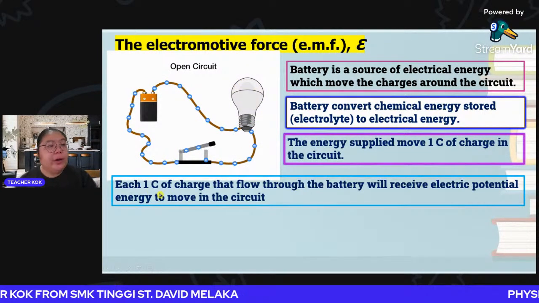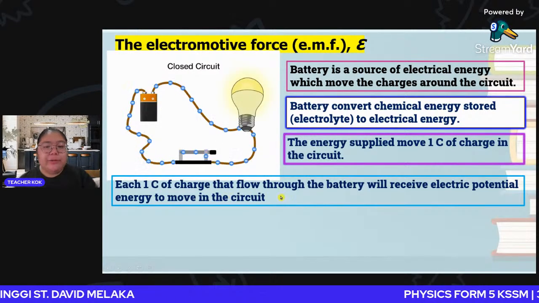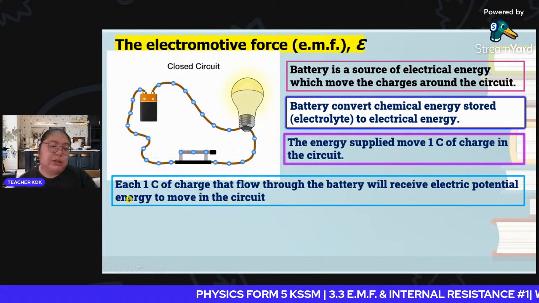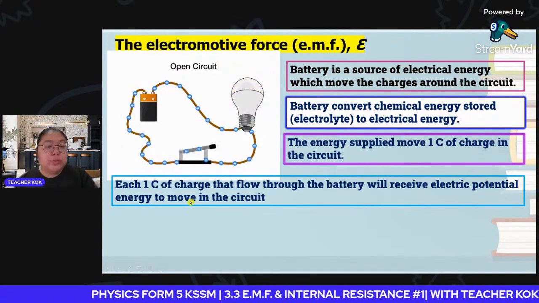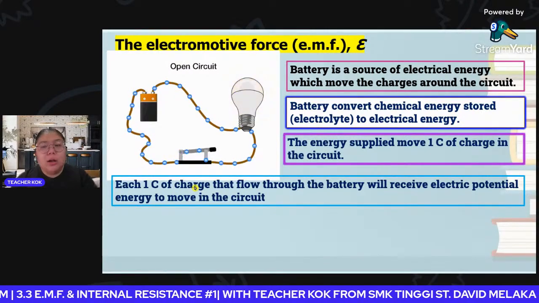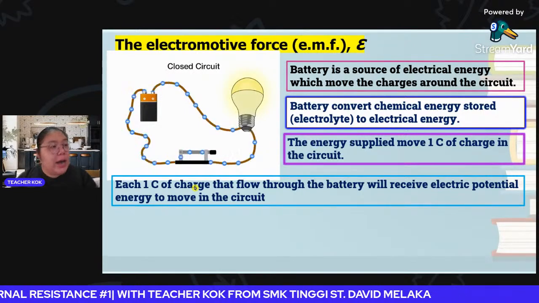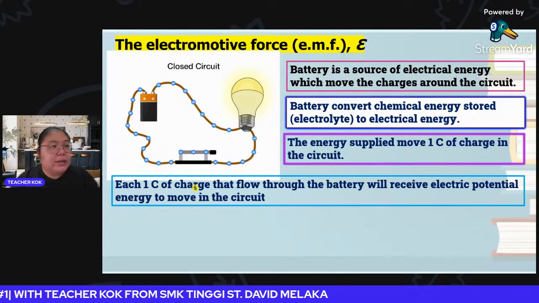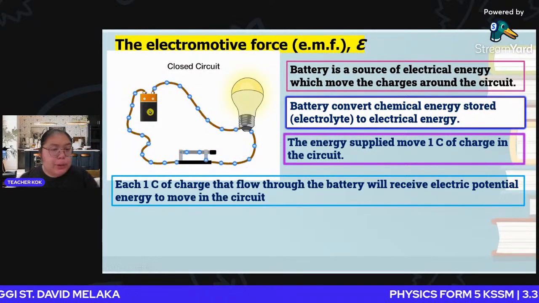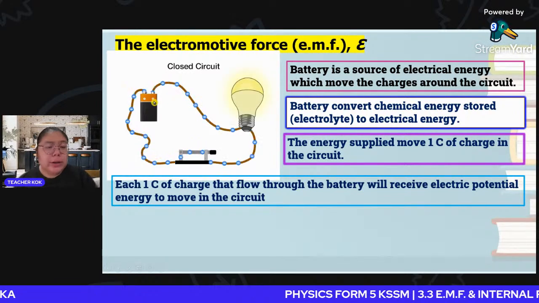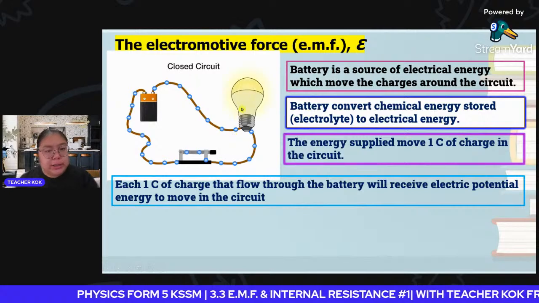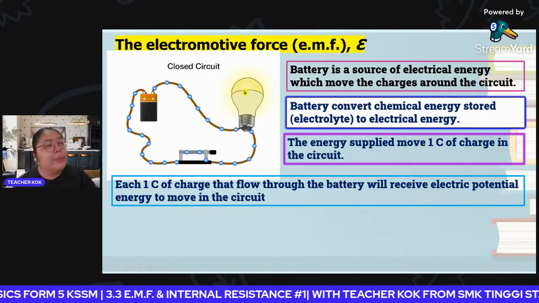Now every 1 coulomb of charge that flows through the battery receives electrical potential energy to move in the circuit. So that means the charge you want to move must have potential energy, that is, electrical energy. This is one of the energies that comes from the battery. This energy helps to move the charge through the circuit, then go to the bulb. Then the bulb can light up.